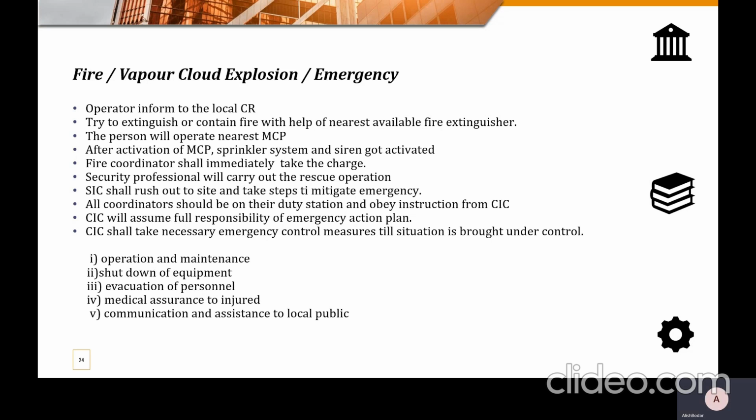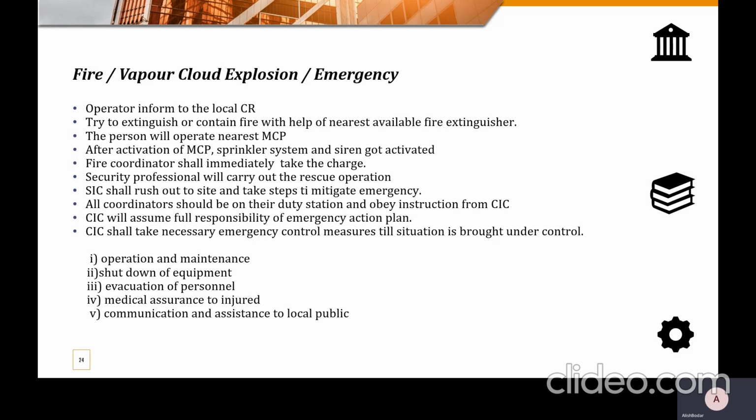So in case of any fire emergency that happens on site, this is the chronological order in which we have to act in order to contain the emergency. First, the operator informs the local CR, and they will try to extinguish or contain the fire with the help of the nearest available fire extinguisher without harming anyone. The person will operate the nearest MCP. After activation of the MCP, the sprinkler system and siren get activated.